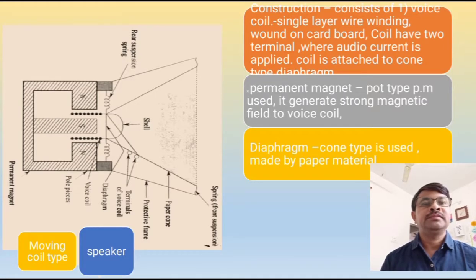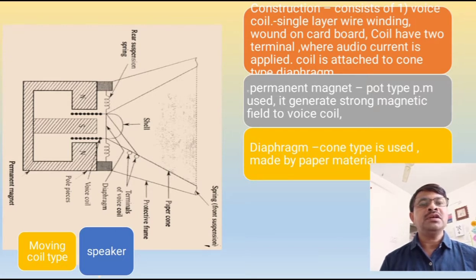Hello student. Now in this video I am going to teach you the working of moving coil type speaker and its internal diagram with construction. Let's start. First point is why it is called a moving coil speaker, because a voice coil is moved in the air gap between magnet and cone. So it is called a moving coil type speaker.